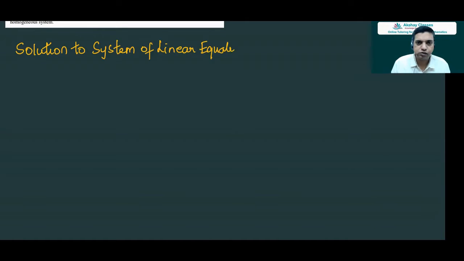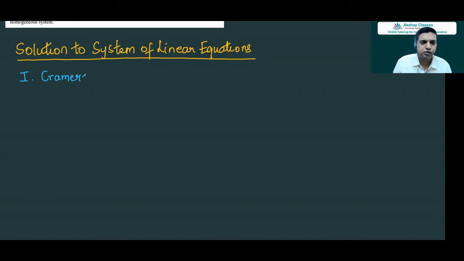So now let us go to the methods of solution of the system of linear equations. Today's topic is the solution to the system of linear equations, and the most important of all methods is the first type. I will use Cramer's rule using determinants. Then we'll go to the other methods, the matrix inversion method.